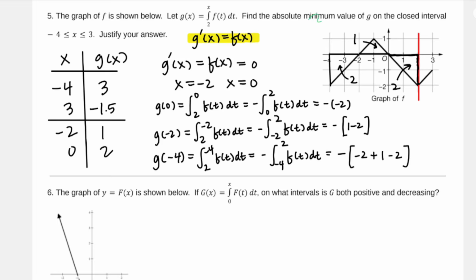If we go back here and look, it's a minimum value of g. So it needs to come from the output column of my table, and I need to look for the minimum. It's going to be right there. And I'm going to say the minimum value is negative 1.5. And kind of clearly indicate that that's my answer. Okay, that was a lot of scratch work that I did, but it's worth it because we need to make sure that all of the values in our table are correct.